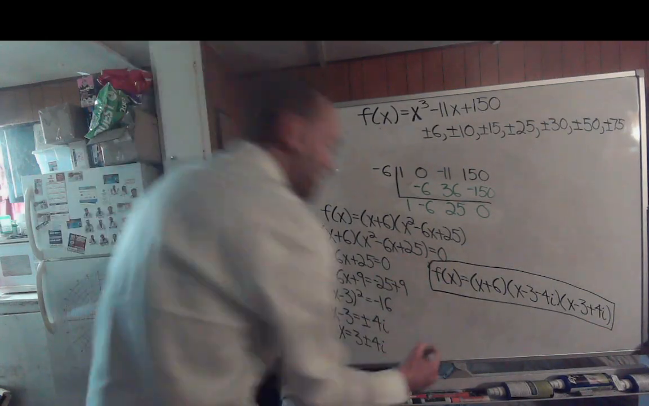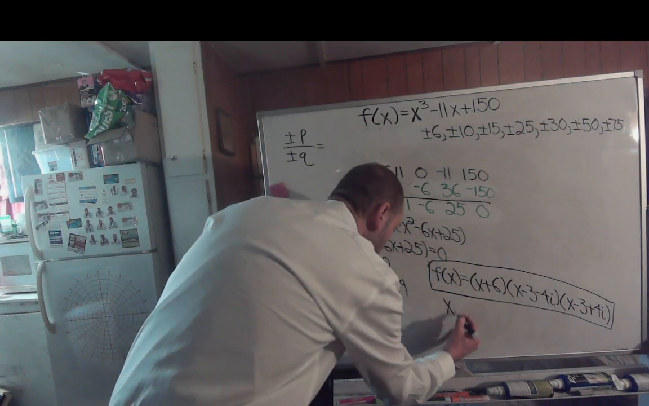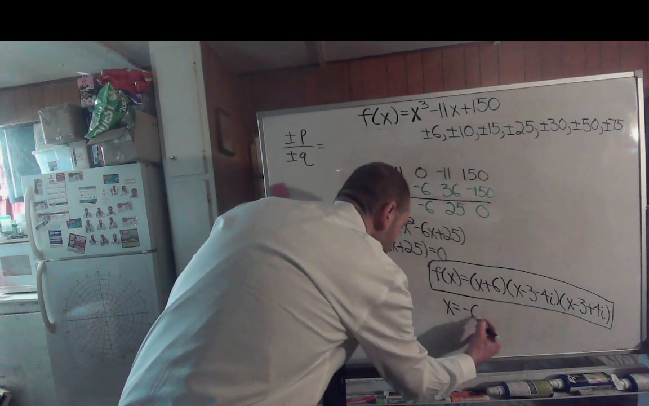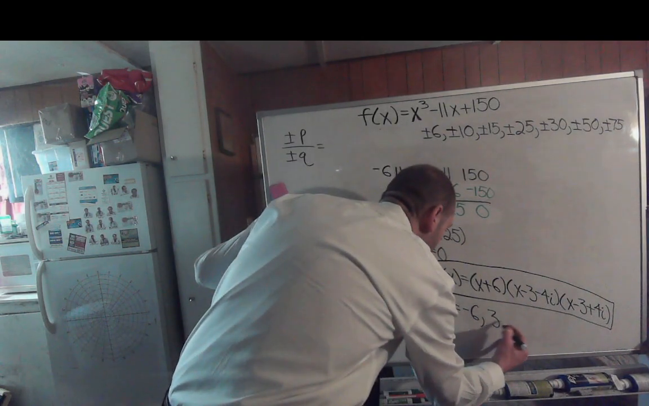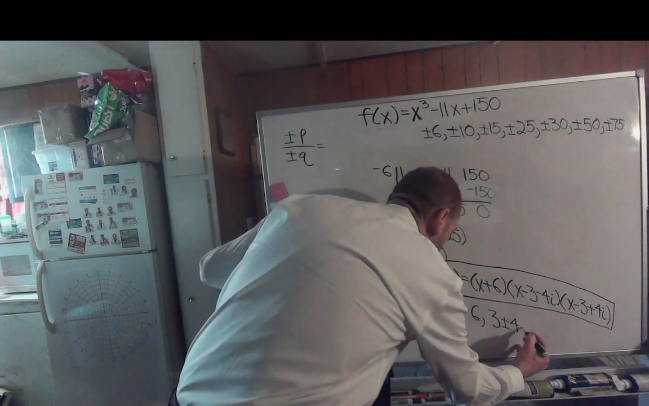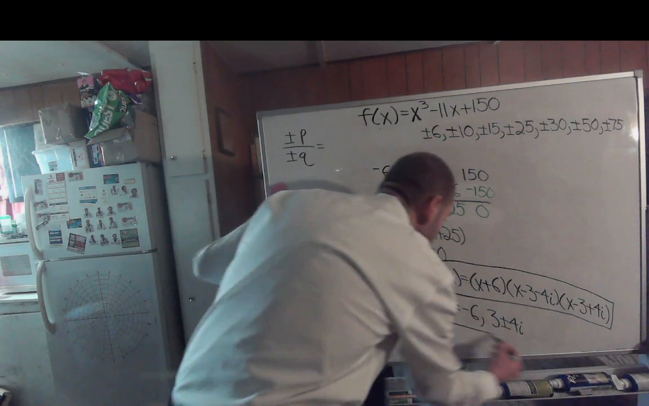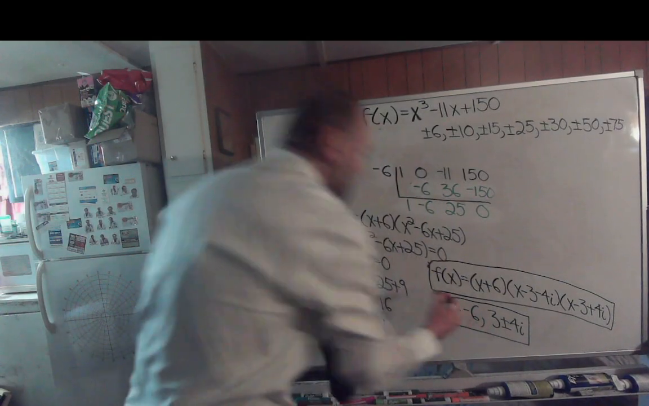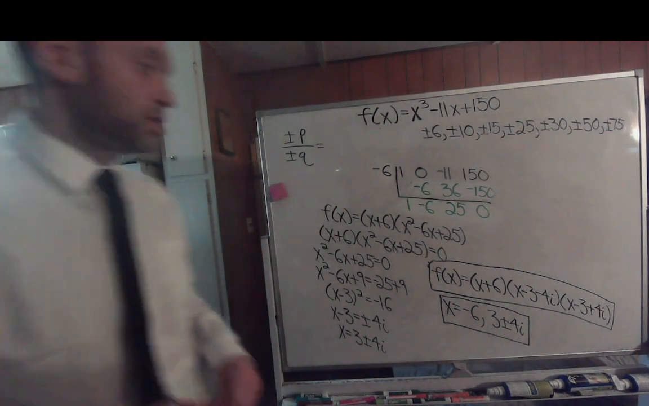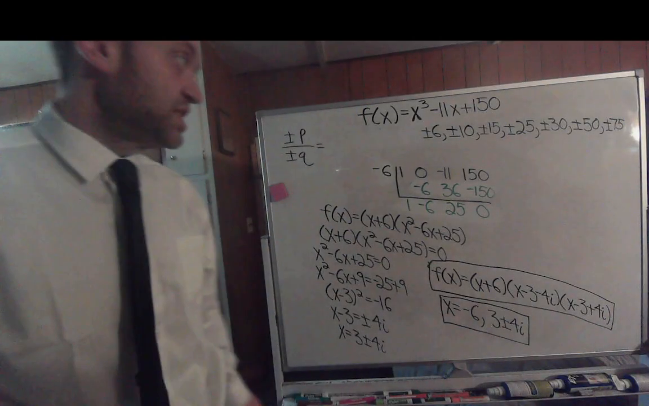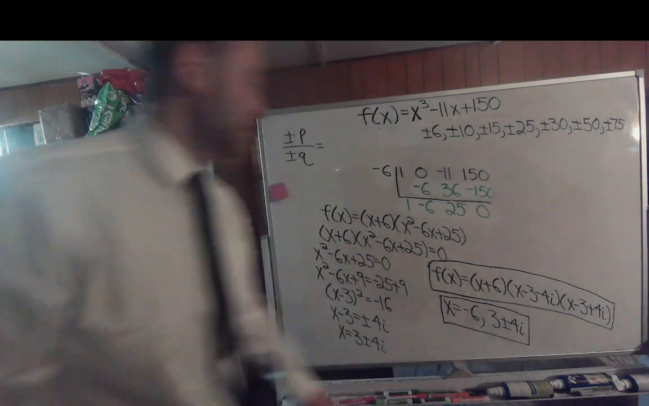Just set each of your factors equal to 0. You get x equals negative 6 as well as 3 both plus and minus 4i. So those are all three solutions in the complex number system. f of x equals negative 6 and then both 3 plus and minus 4i.